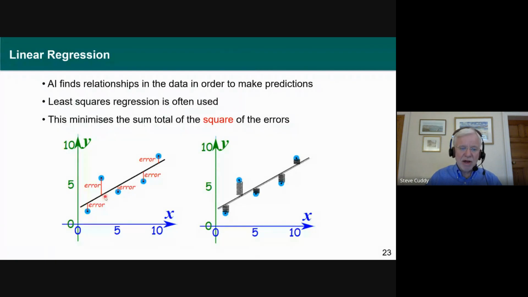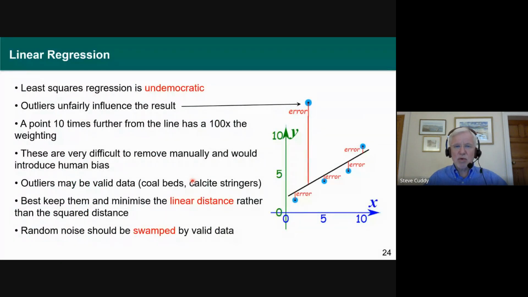This is very similar to imagine that these red lines are actual springs. A point which is farther away from the line pulls the line upwards more than one which is close by. And this is why it's called least squares regression. But there's a problem here. Least squares regression is not democratic. Outliers, as shown here, unfairly influence results. A point that is 10 times further from the line has 100 times the influence because of the weighting. It's pulling this line up strongly.